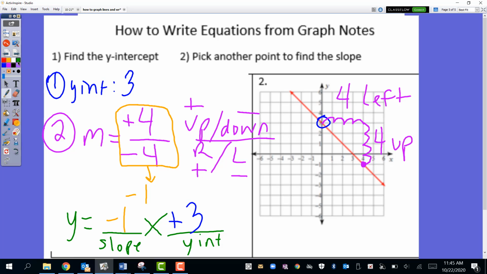If we're going to be official, if the slope is -1, they don't have to put the 1, because when you just have an x, that means 1x. So it could be just y equals -x plus 3.